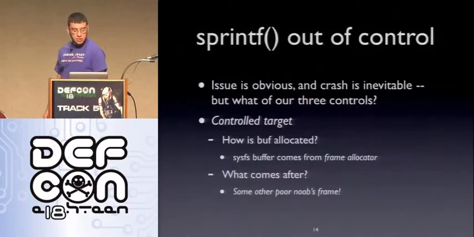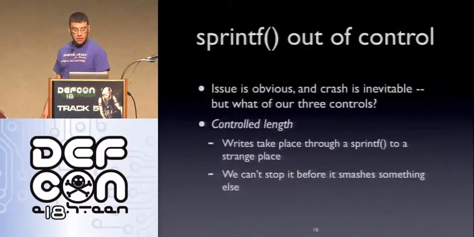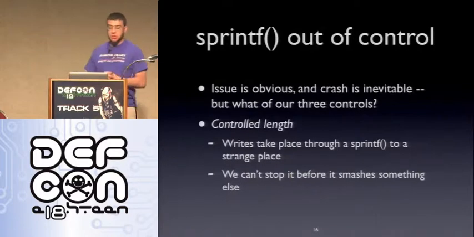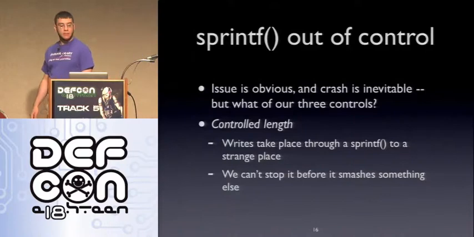Okay. So that was controlled target. Now we know how the buffer allocation works a little bit. Let's talk about the next issue of our three controls. The issue's obvious. Crash is inevitable. Control number 2 is the length.